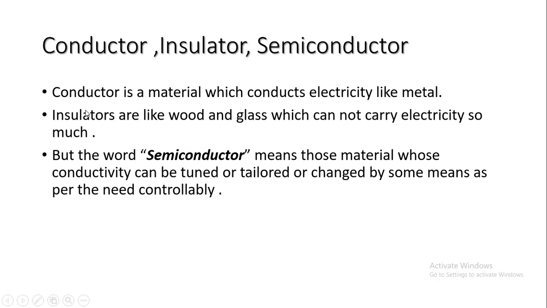If you try to change the conductivity of a conductor, as you already know, a conductor has a great, almost infinite amount of conductivity, so you need not worry about changing it. And for an insulator, there is no use of changing the conductivity, because its resistivity is so high. But the semiconductor, whose conductivity lies between these two materials, can also be tuned or tailored or changed by some means. We will see what kind of advantage we are going to get out of it.